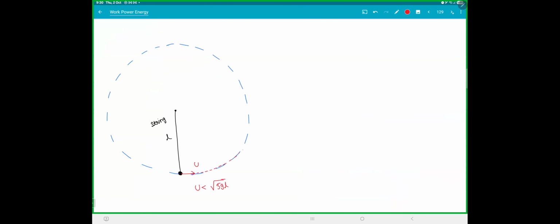Like I said, you won't have a problem in the lower quadrant. You will not have a problem in the upper quadrant also for some angle. So you will go till here. At some particular angle here, tension becomes 0. And after this point, you will start going in a parabola, like a projectile motion. If u is less than root 5 GL, the string becomes slack.